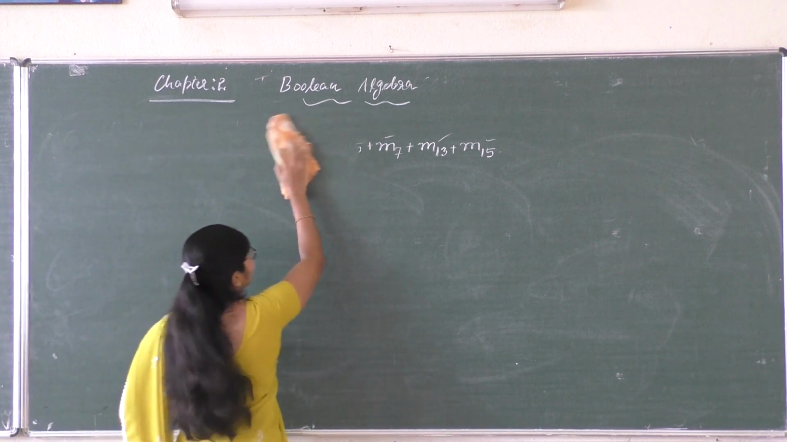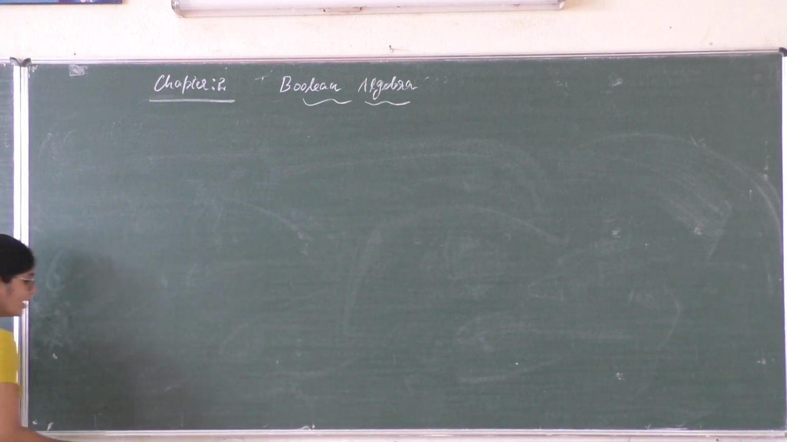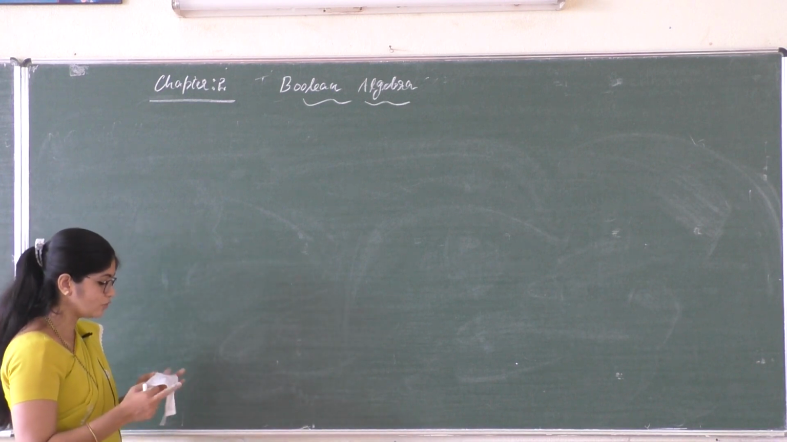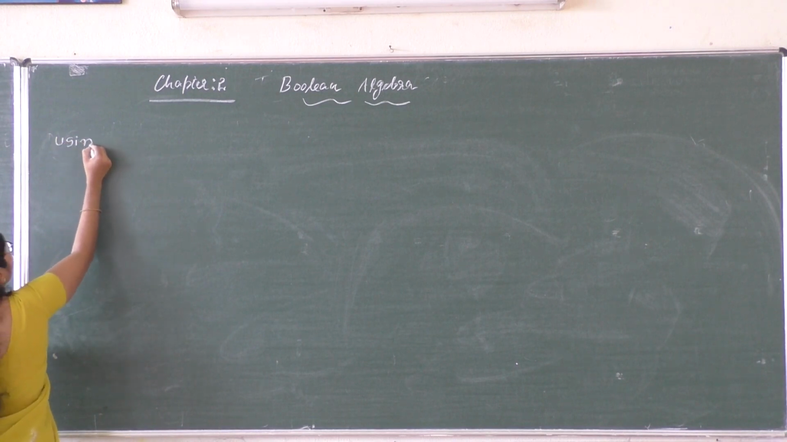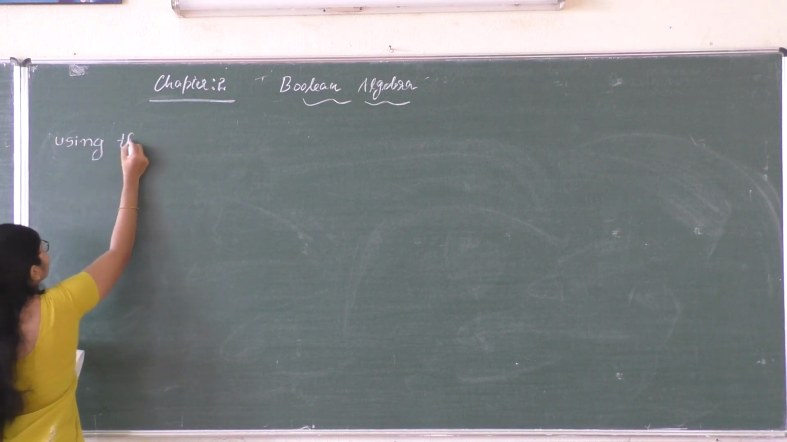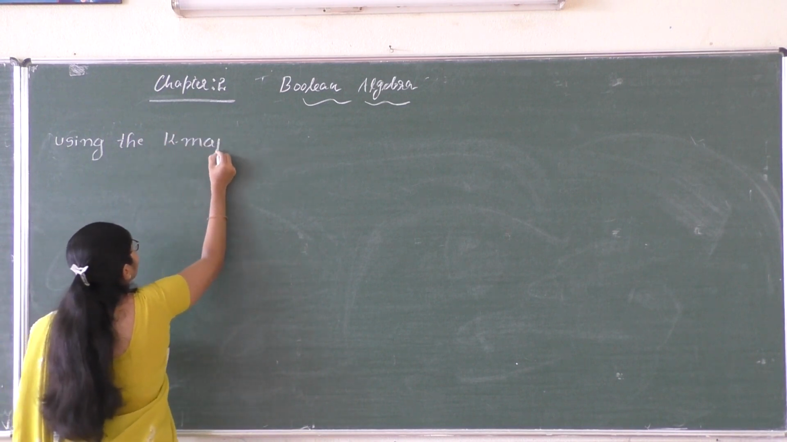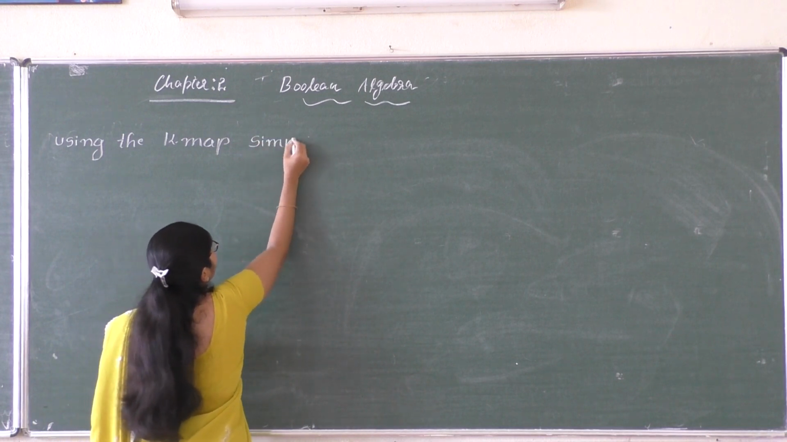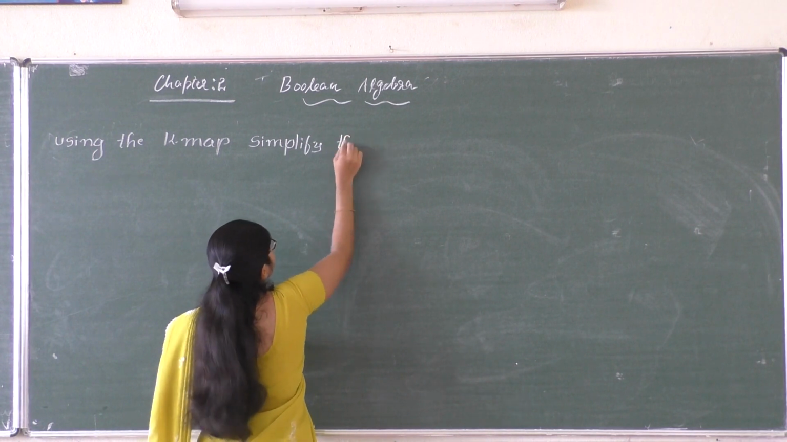I shall solve some problems using the topics map rolling, redundant groups and overlapping groups. Using the K-map, simplify the following expression.